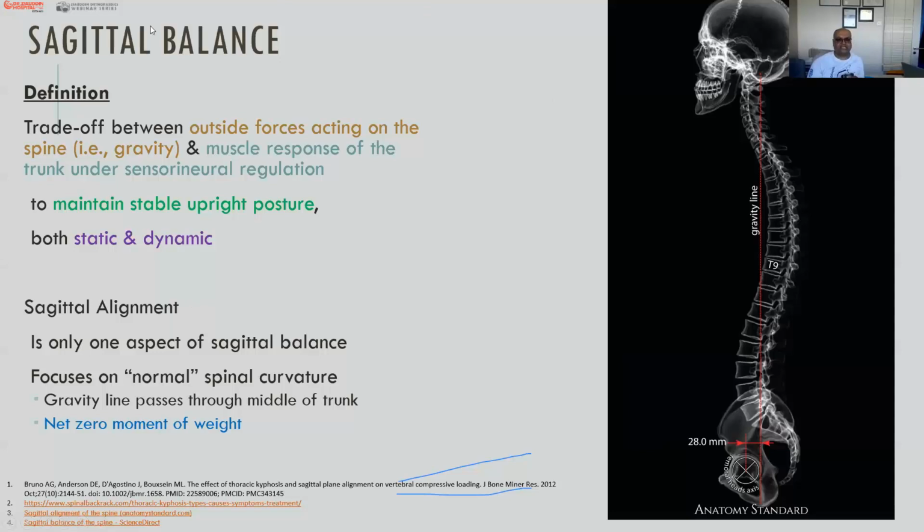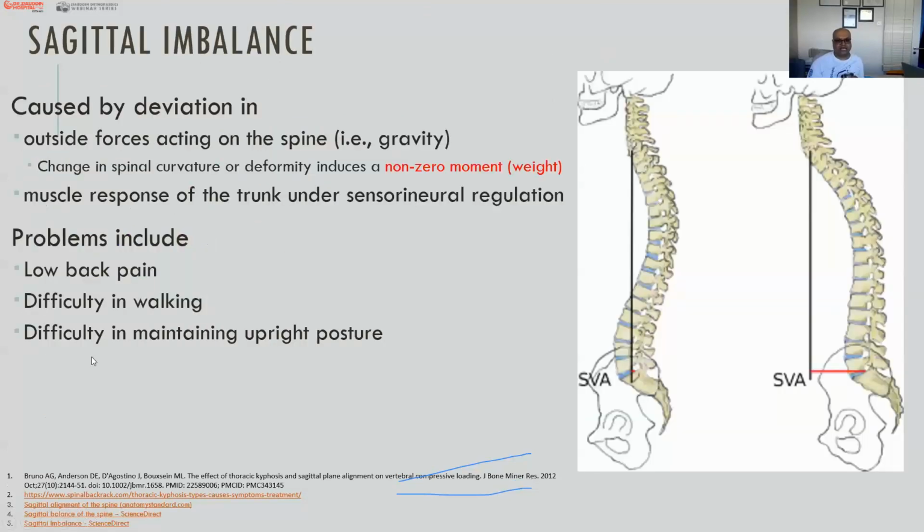Now, sagittal imbalance can happen in low back pain. It can result in low back pain and difficulty in walking and maintaining posture. That is when the spinal curvature or the deformity increases and induces a non-zero moment. That means the normal muscles of the spinal column are not able to produce sagittal balance, hence you have an imbalance, and that could be painful. Usually patients with sagittal imbalance will require surgical intervention or therapeutic support.